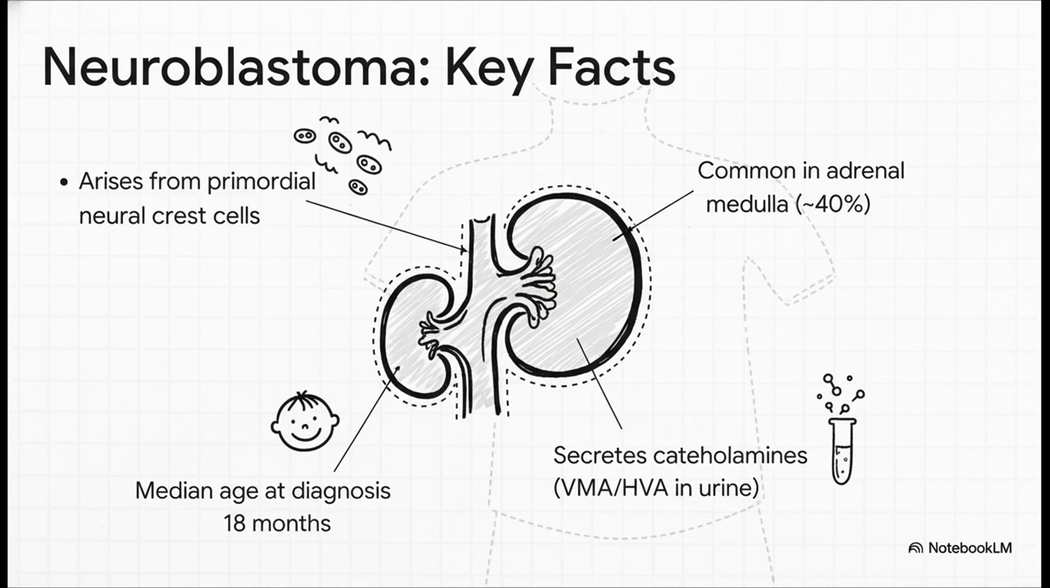And here's our clinical lifeline. These tumors often secrete catecholamines, so a simple urine test for their metabolites, VMA and HVA, can be a really powerful non-invasive clue that points us right to the diagnosis.